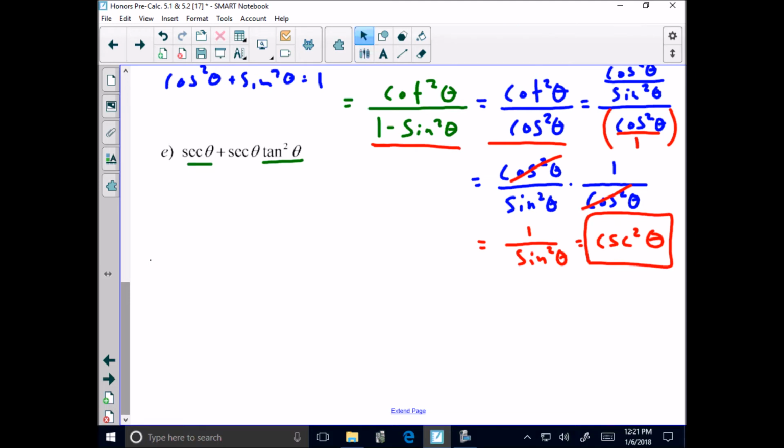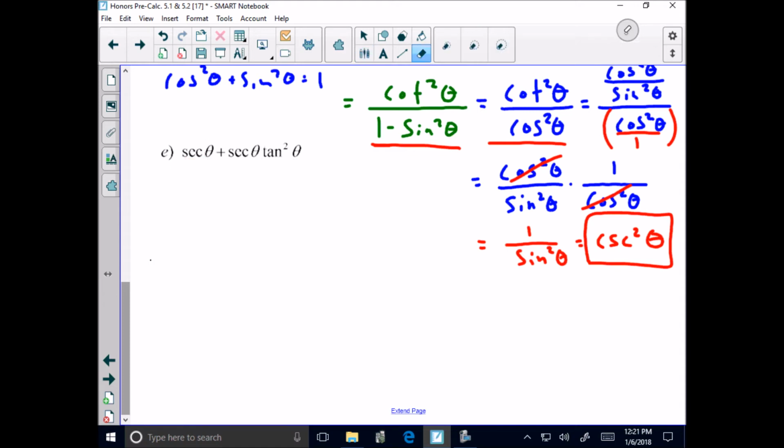We have, however, secant in both of our terms, right? So in order to get to a Pythagorean identity, we're going to need to see addition or subtraction of 1 and squared trig functions. So one thing we could think to ourselves is, is there a way for me to see just tan squared and then plus something else?